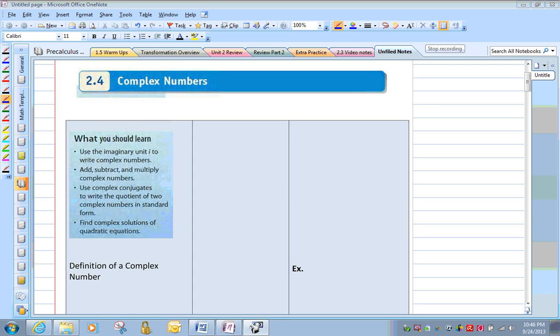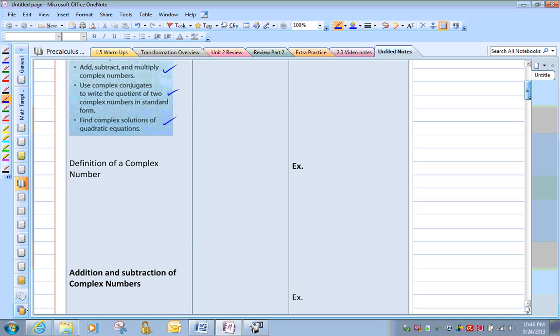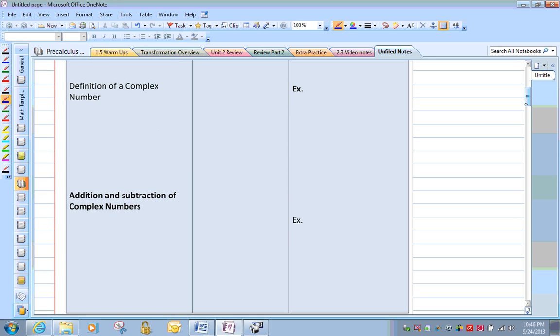The things that we're going to learn about is to use the imaginary unit i to write complex numbers. We're going to learn to add, subtract, and multiply complex numbers. We're going to use the complex conjugates to write the quotient of two complex numbers in standard form. And we're going to find complex solutions of quadratic equations. All right, let's first start with a little bit of definition.